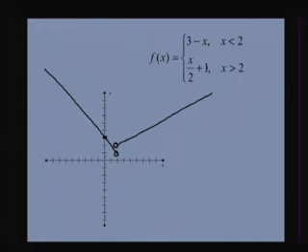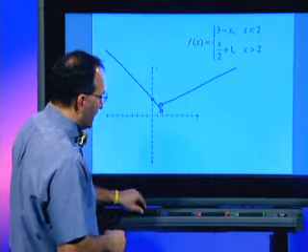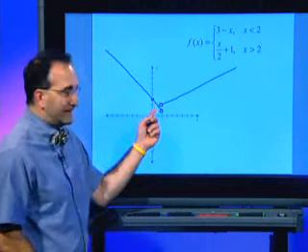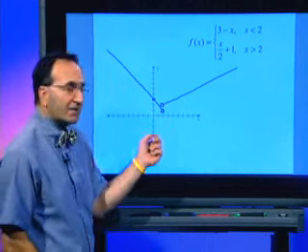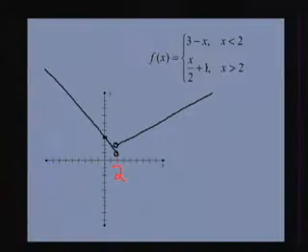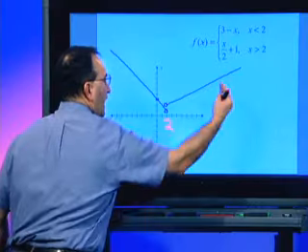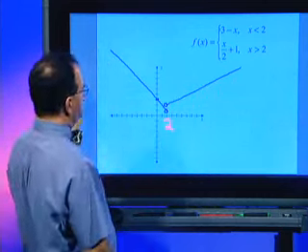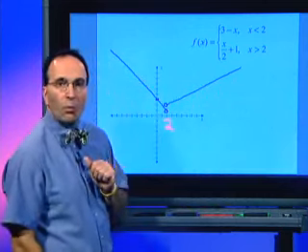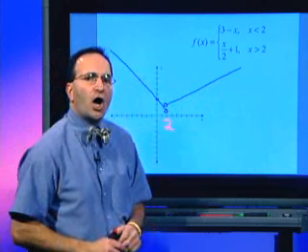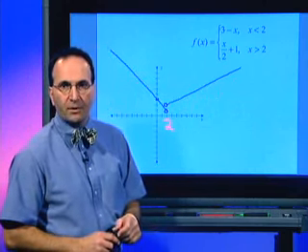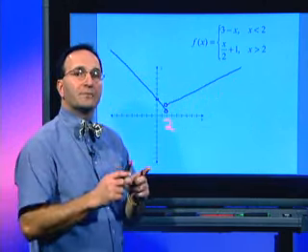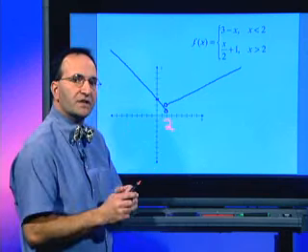Now, in this example, what we see is that the graph is discontinuous at x equals 2. Right here, that's x equals 2. It's discontinuous because the one-sided limits are different. As we're approaching from the right, it's going to 2, and as we're approaching from the left, it's going to 1. This is what we call jump discontinuity, because it literally jumps between two different one-sided limits.